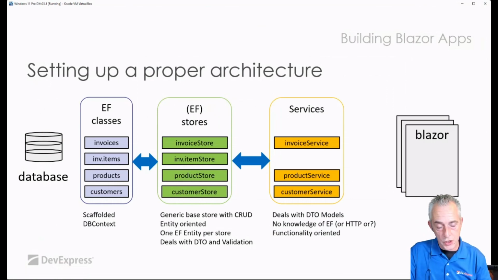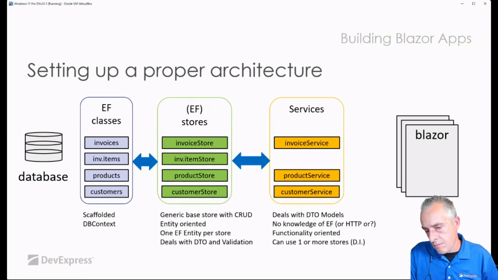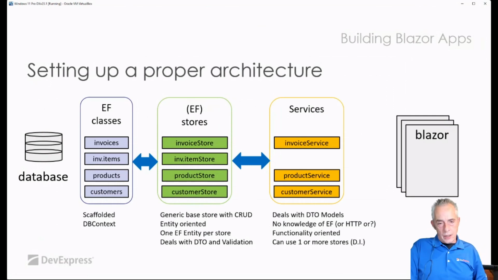And this is more functionality oriented. So we have a customer service, and that allows us to search for customers, update customers, and do all that stuff. But it's very customer oriented in this case. And yes, it can use one or more of those stores. So this is an architecture which works for a lot of scenarios.